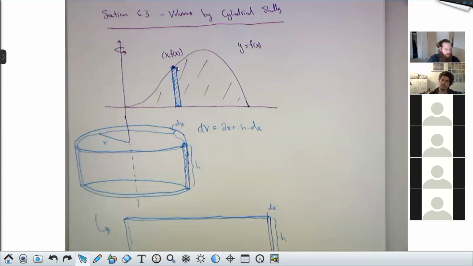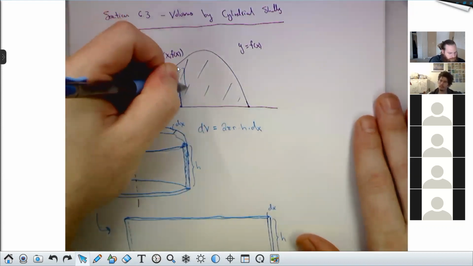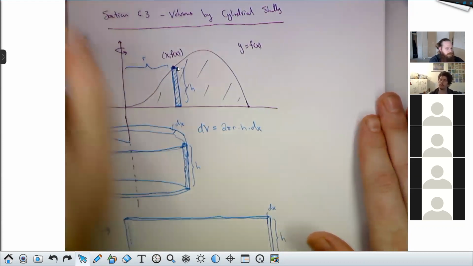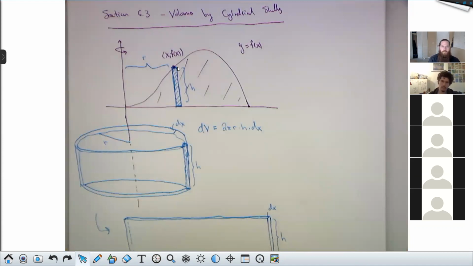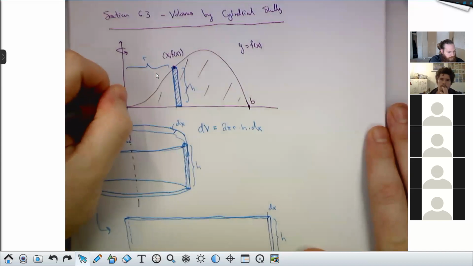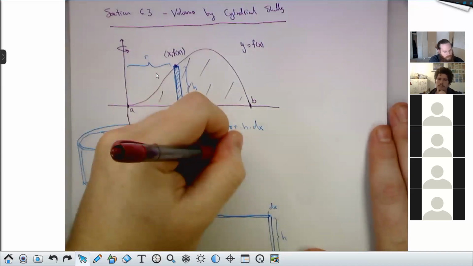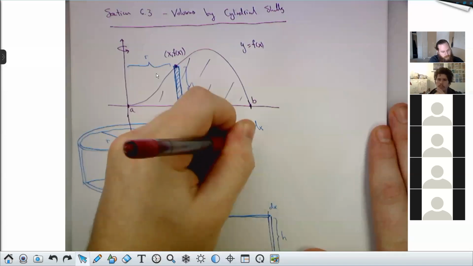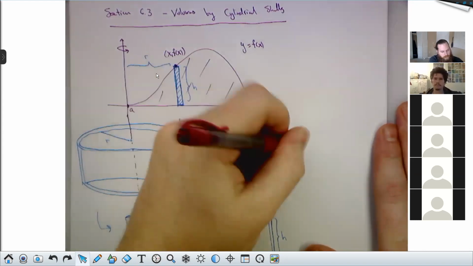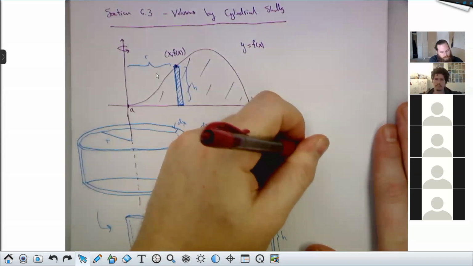Now h is going to be the height of the strip in here. And r is going to be the distance from the strip to the axis of rotation. There is no near or far end of the strip here because the strip is parallel to the axis of rotation. And then, if this number over here is b, and this number over here is a, in this case it's 0, then v would be the integral from a to b of dv, the integral from a to b of 2 pi rh dx.